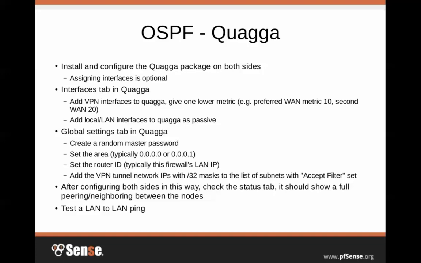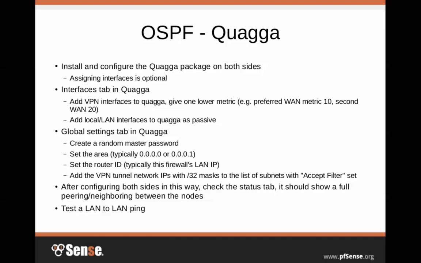And then underneath that, there's a section where you can list networks and what you want to do with them. You want to put the VPN tunnel network IPs in there with the /32 masks with that accept filter set that stops Quagga from accepting a route for those across the VPN. Otherwise, when you have multi-WAN, it can learn the route for one VPN tunnel network across the other one, and it can stop the VPN from functioning after a failover. So just need to make sure you don't get those bad routes back in that way.